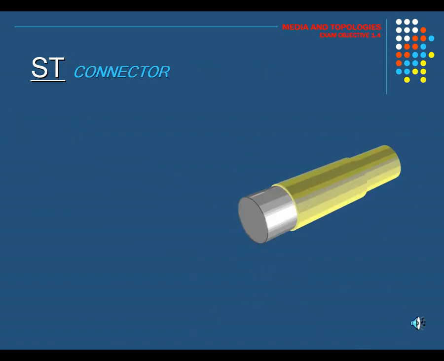The ST or straight tip is also a fiber optic connector. This uses a half-twist bayonet type of lock. The ST connector is commonly used with single-mode fiber optic cable.